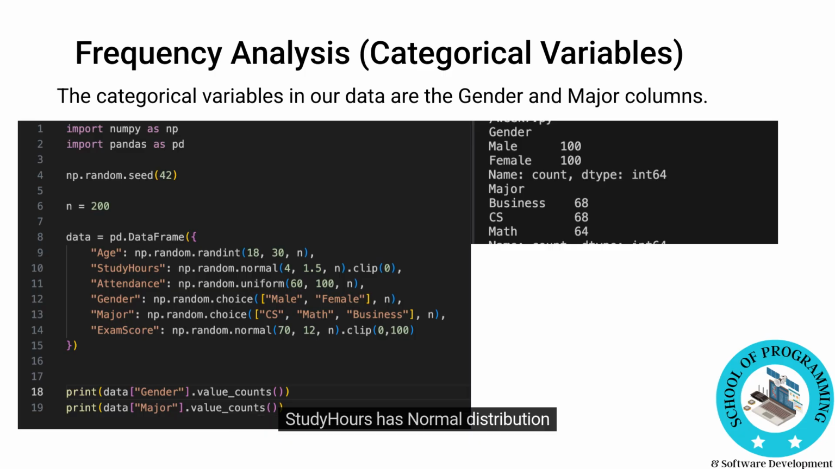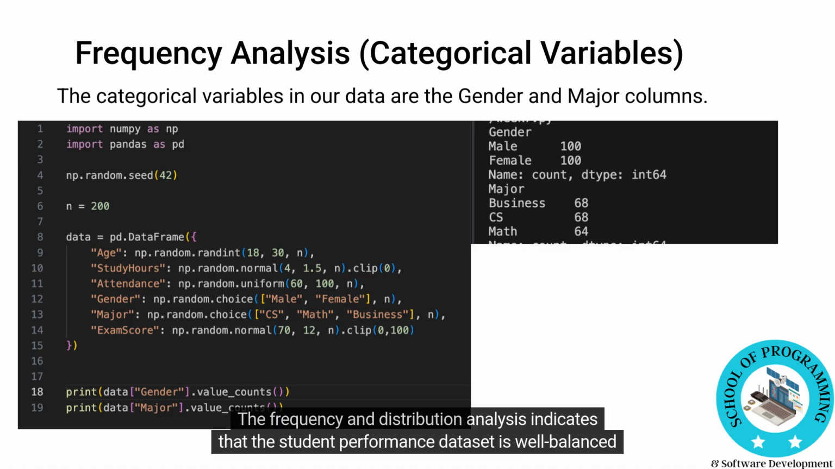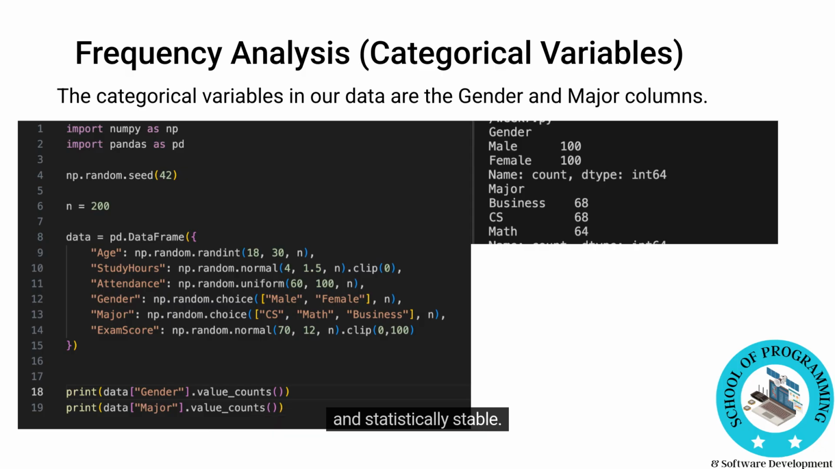In summary, the overall distribution is as follows. Study hours has normal distribution. Exam score has approximately normal distribution. Attendance has slight clustering at high values. Age has uniform distribution. Gender distribution is balanced. Major is evenly distributed. The frequency and distribution analysis indicates that the student performance dataset is well-balanced and statistically stable.